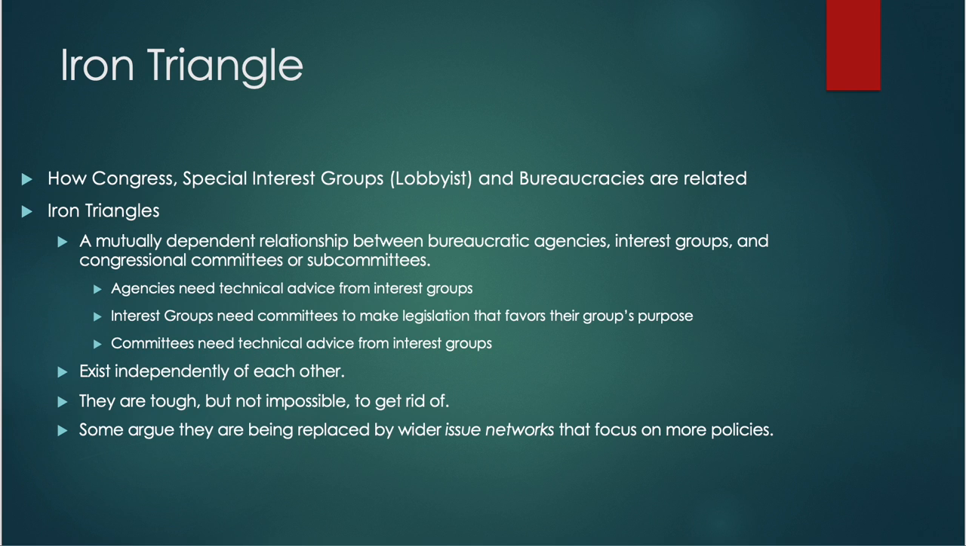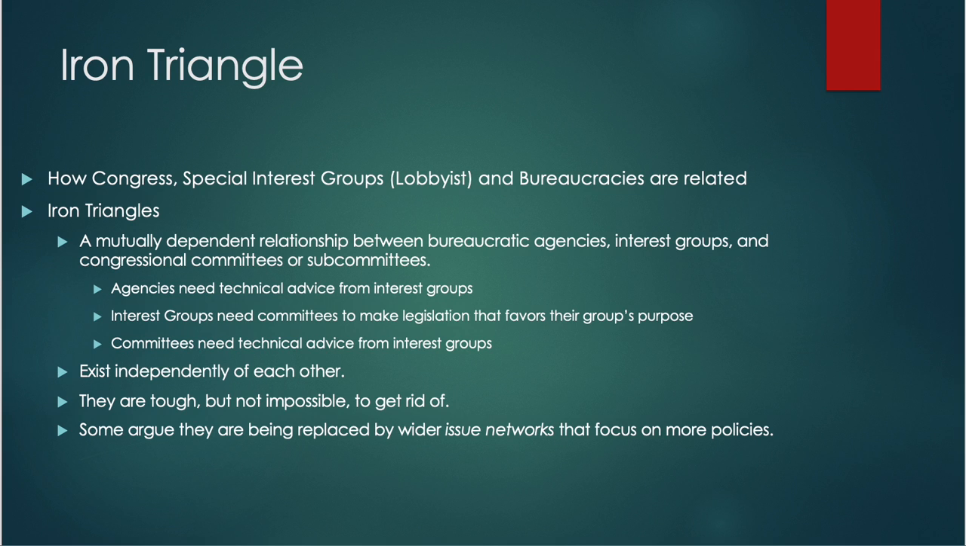So, besides working with these bureaucracies and with Congress, we also have interest groups. What is created here is the Iron Triangle. Congress, special interest groups, which have lobbyists, and the bureaucracies are all related and they all work together or against each other. These three areas are dependent on each other. And in Congress, it's specific committees or subcommittees.